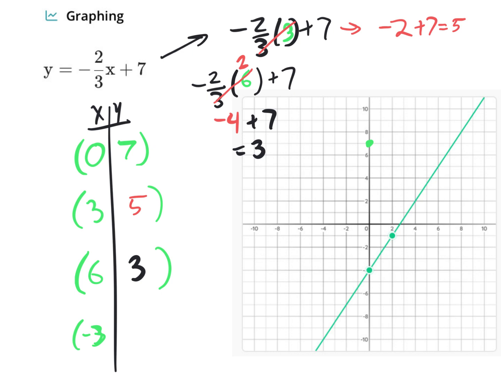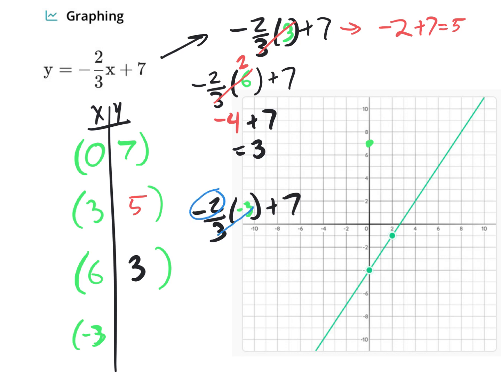Okay? And last but not least, I'm going to rewrite this, but this time I'm going to plug in a negative 3. Mind you, you only need 2 points. But right here, just for the sake of showing you all the best options for plugging in when you have a fraction, I plugged in the denominator, double the denominator, and even the negative denominator. So here we go. Let me rewrite the whole thing. Y equals negative 2/3 parenthesis, and instead of x, I'm going to plug in the negative 3 this time. Negative 3. And then we have plus 7. So the negative 3 and the 3 do cancel out.